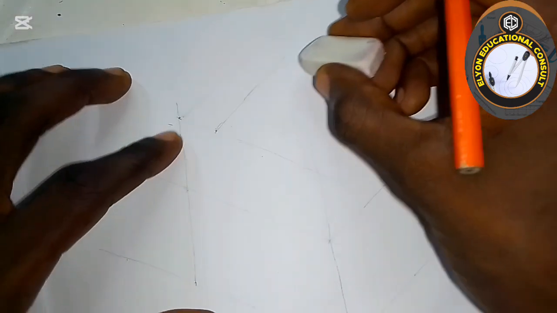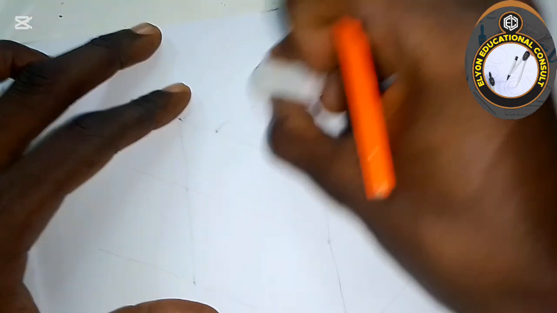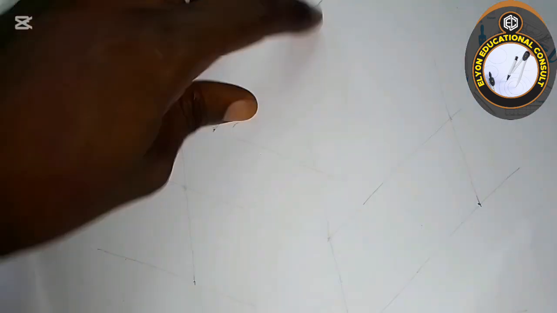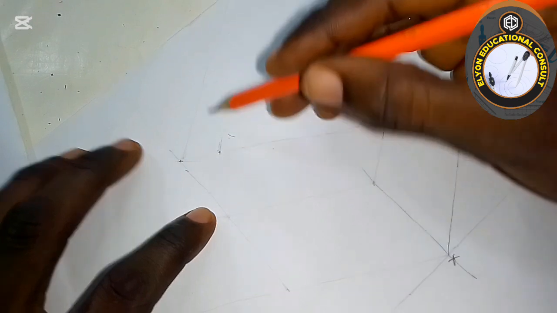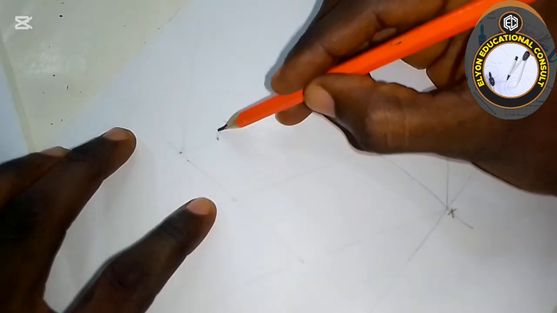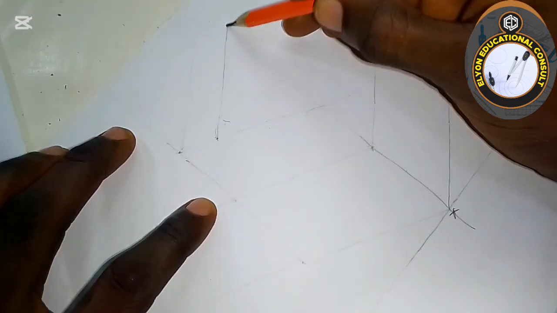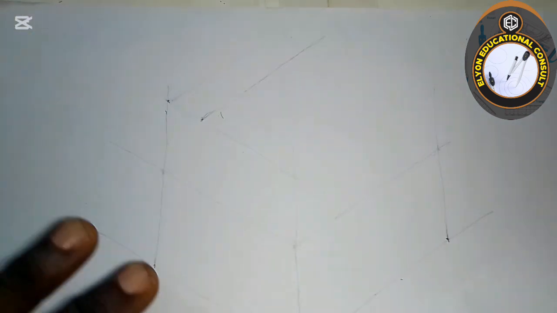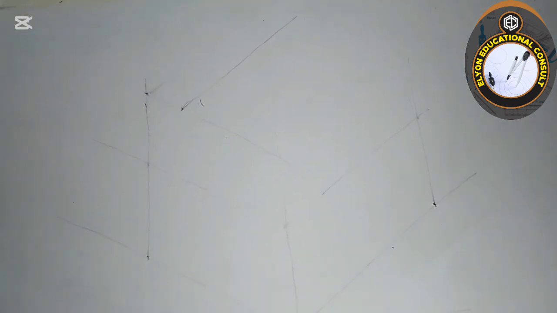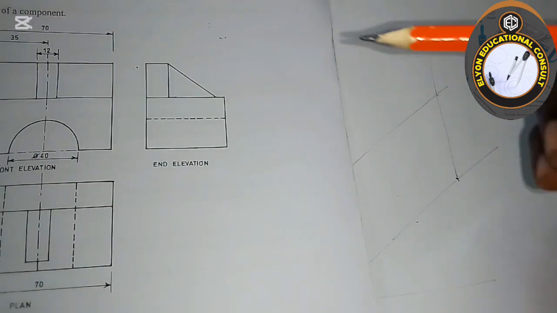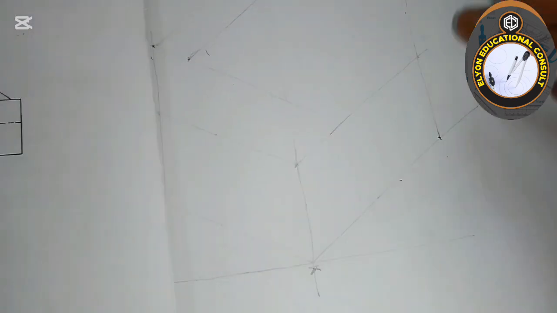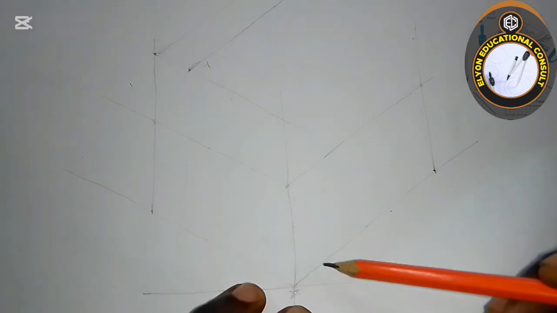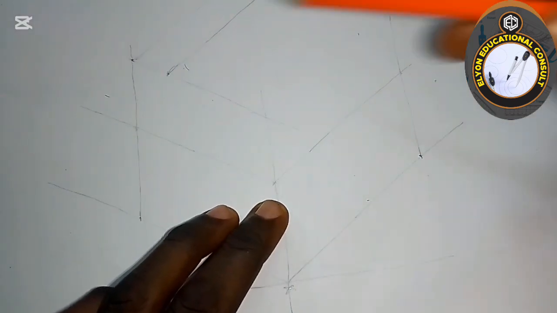Then my eraser now, if I have a line that I don't really appreciate, I can just take it off. Then this way. Okay, so we have that. Now this length here, of course, should be equal to this and also equal to this.